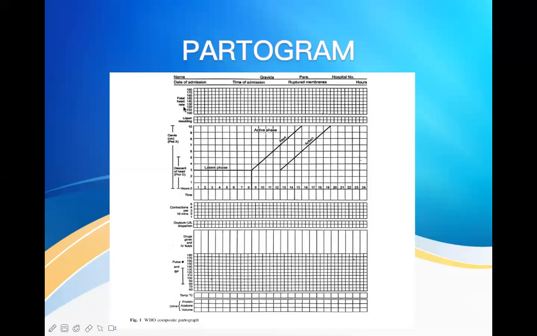This is the fetal monitoring. This is the fetal heart rate. So we examine the fetal heart rate and we enter it here, and there will be a graph which is formed. If it is crossing more than 180 or coming below 100 per minute, it is abnormal. We all know that. This is definitely abnormal.